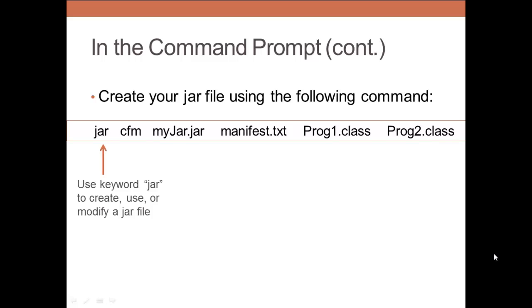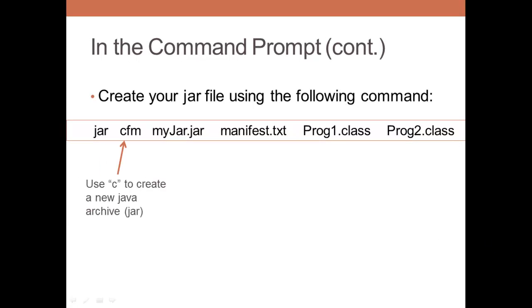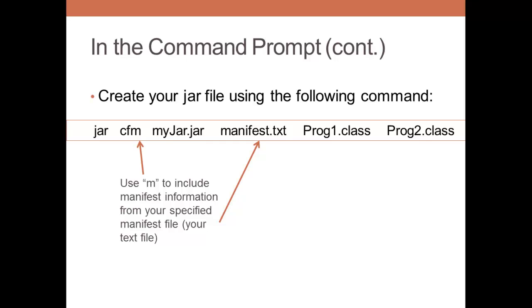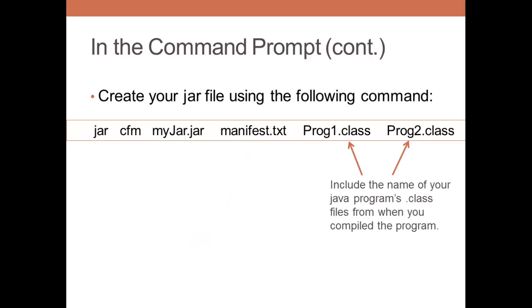Lastly, we will create our jar file using the following command: the keyword jar to create, use, or modify a jar file. We use the keyword c to create a new Java archive or jar file, f to specify the file name for the jar file, m to include manifest information from your specified manifest file, the text file that you just created, and lastly, include the name of your Java program's .class files from when you compiled the program.